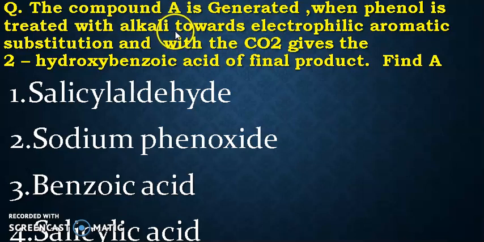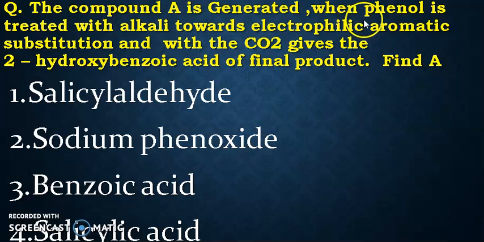So here the question is: the compound A is generated when phenol is treated with alkali, followed by electrophilic aromatic substitution, and with carbon dioxide it gives 2-hydroxybenzoic acid as the final product. So we have to find out the compound A. Here the compound A is generated by this reaction.